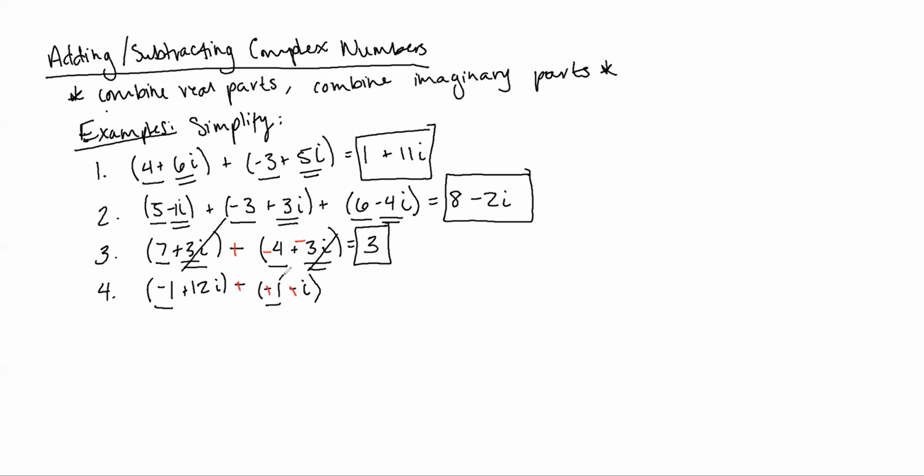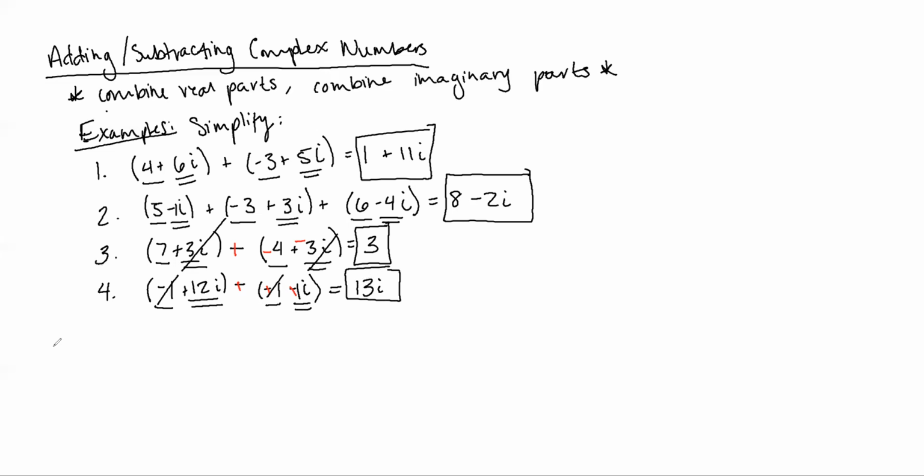Well, those are opposites, so the real part cancels out. And now we have 12i plus 1i. If you forget that one, just write it in. 12 plus 1 is 13i. So this one is just a pure imaginary number.